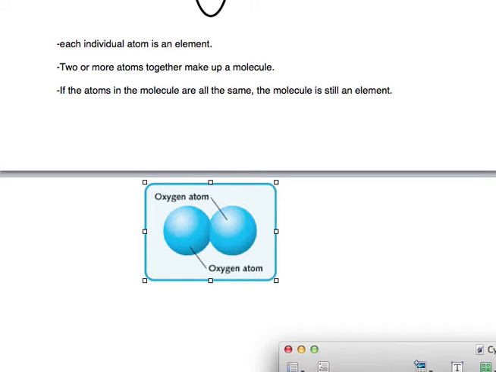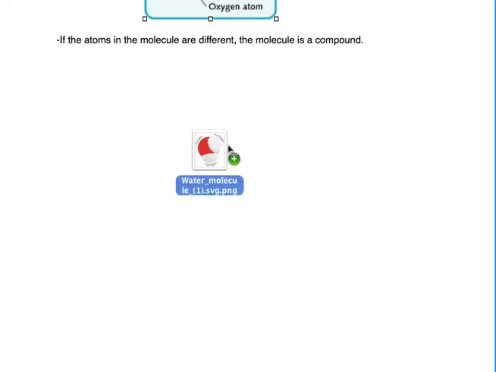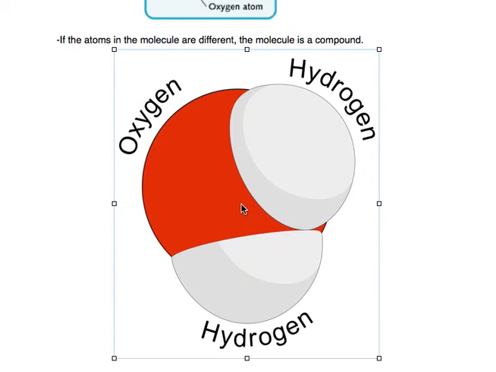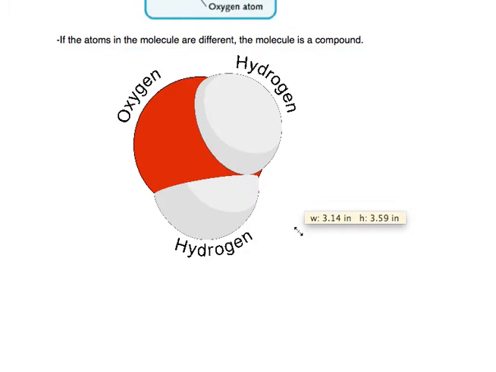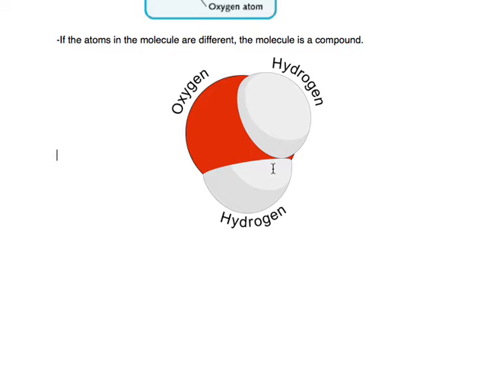If the atoms in the molecule are different, however, the molecule is no longer an element. It is something called a compound. And one compound that we're very familiar with is water. Water is composed of 2 hydrogen atoms and 1 oxygen atom. And since it's made up of more than 1 different kind of atom, it is no longer an element. It is now considered to be a compound. So there's just some basic things about matter that we need to consider when we're talking about cycles, and that will become hopefully a little bit clearer as we get going.